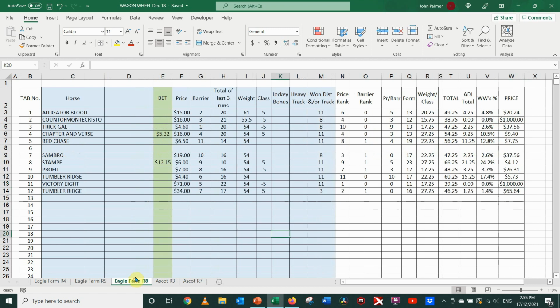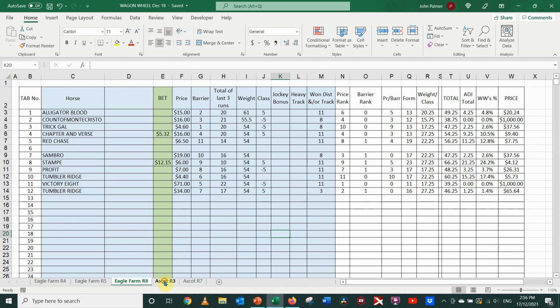Eagle Farm race eight. This race is a very wide betting race. Running the wagon over it, it only comes up with two at a price that you wouldn't consider betting on. Chapter and Verse. Wagon rates it at $9.40. We can get 16s currently. And then Stamp. Wagon rates it at $4.12. We can get $6 on that. So $17 odd we're betting on that race.